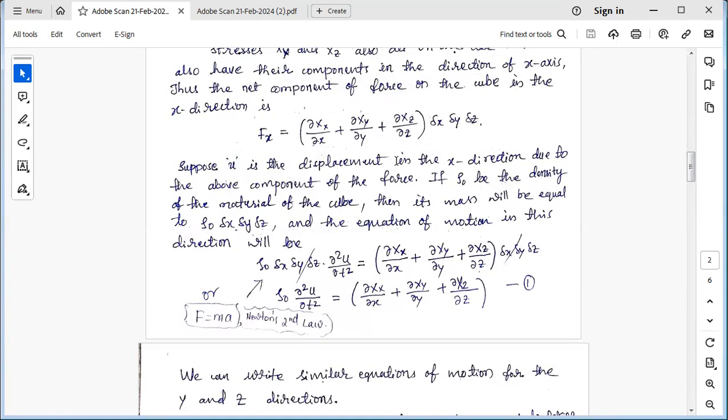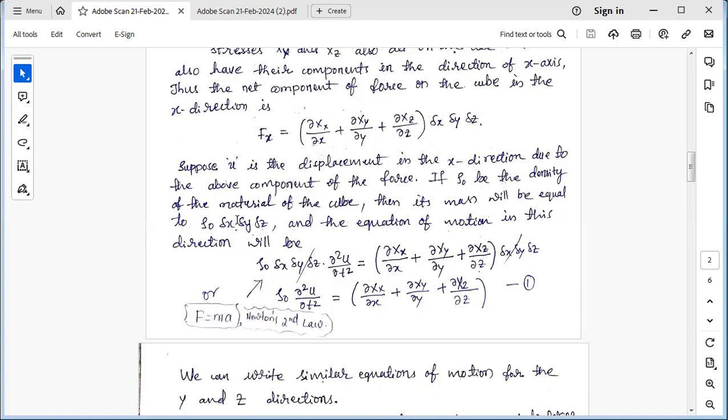So u is the displacement in the x direction due to the above component of the force. If rho naught be the density of the material of the cube, then its mass will be equal to rho naught into delta x, delta y, delta z. Actually, density is equal to mass divided by volume, so mass is equal to density into volume. So this is density, and delta x, delta y, delta z is the volume. This product gives the mass of the material of the cube.